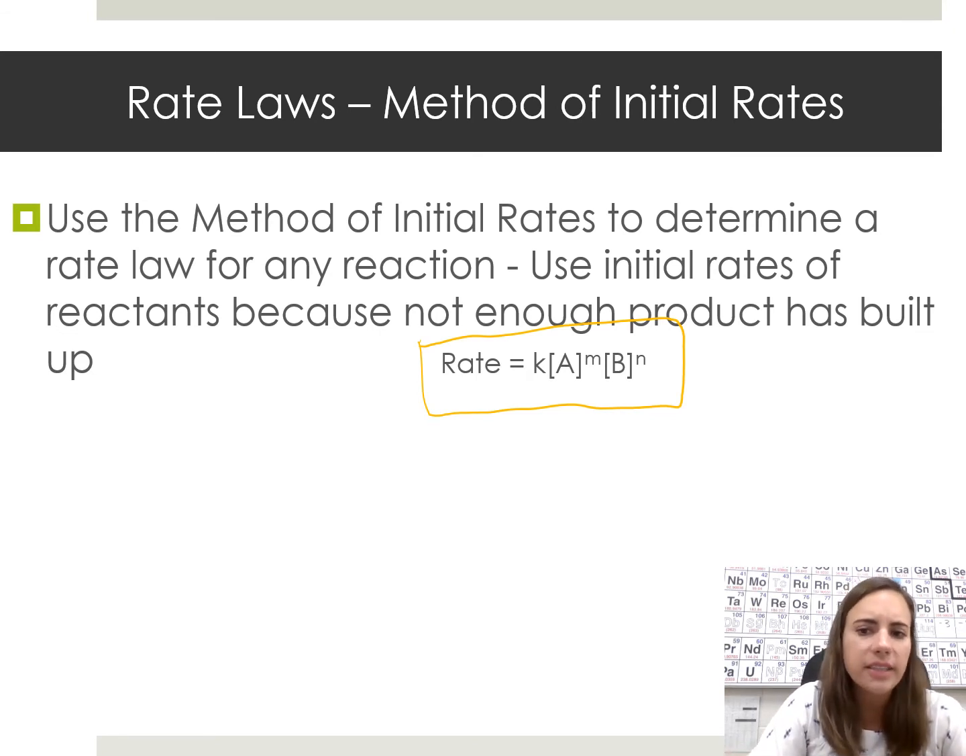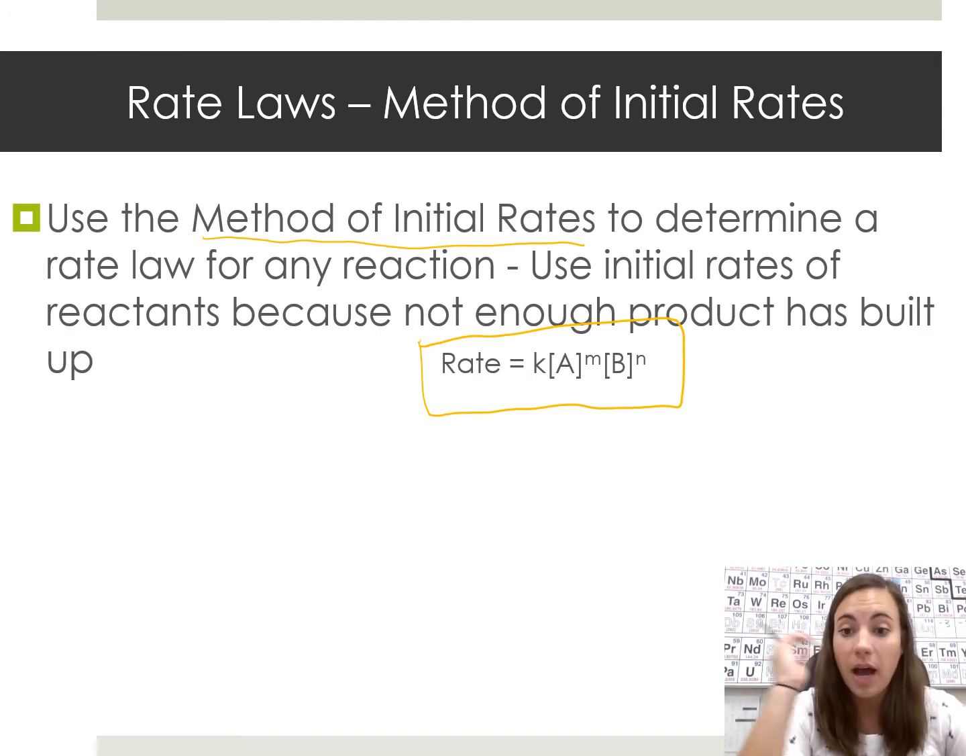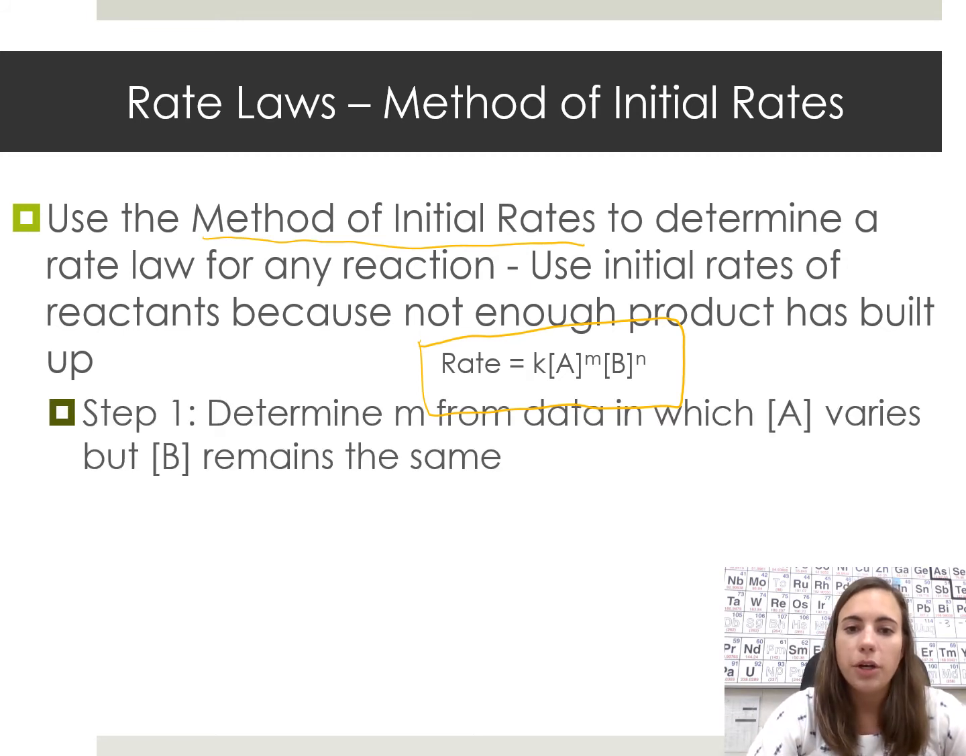Once we have this data, we use what's called the method of initial rates. Again, we're using the initial rate of reactants because not enough product has built up yet. So we'll be given initial rates of reactants. We're going to determine the first reactant's order by finding data where the concentration of A changes but B stays the same, because we need to take that out of the equation. We need to see how just the concentration of A affects the rate.